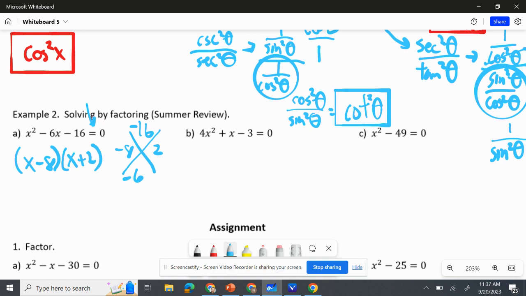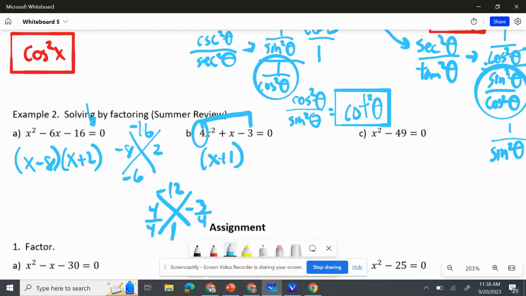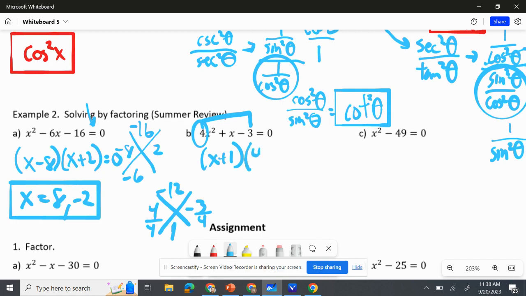For the next one, because we have a leading coefficient, we're multiplying them. Two numbers that multiply together give us negative 12 and add up to positive 1. That right there would be 4 and negative 3, but because of the leading coefficient, we divide by 4, and so that would be x plus 1 and 4x minus 3. I didn't finish off that last one, equal to 0, so we have the opposites, 8 and negative 2. So with this one, we have x plus 1 and 4x minus 3 equals 0.